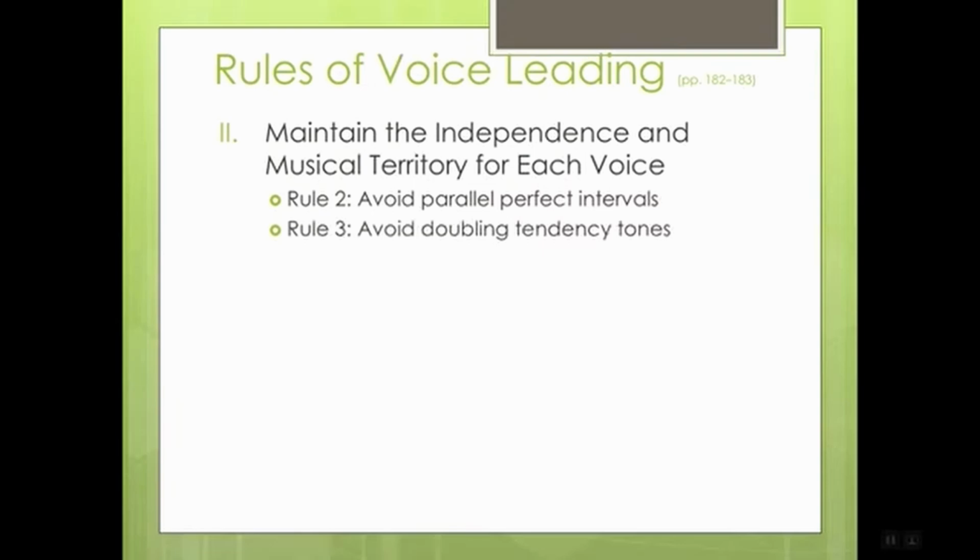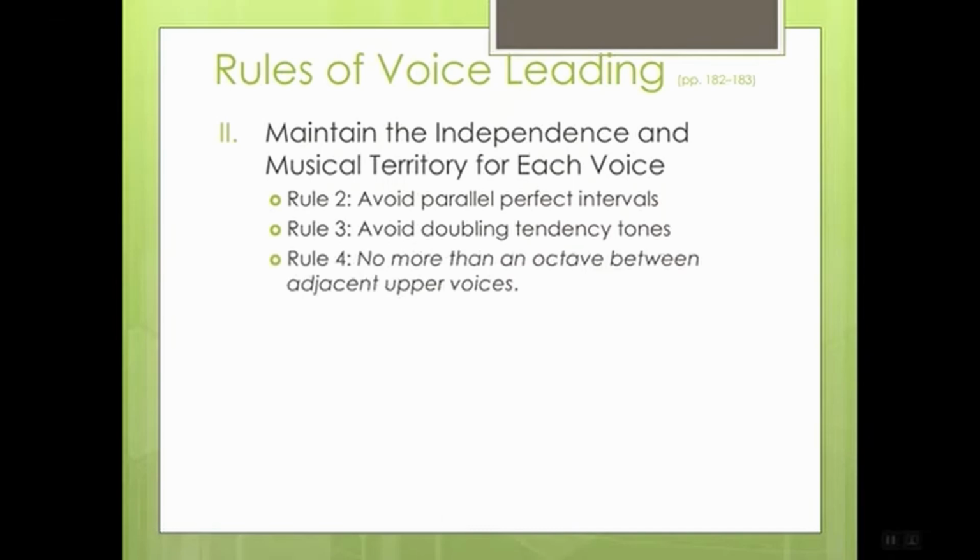Rule number 3, avoid doubling your tendency tones. Which are the tendency tones? The 7th and the leading tone, scale degree 7. Why would you have this rule? The reason is that the 7th always has to resolve down by step. If you put 2 different voices on the 7th, they're both going to have to resolve down by step, so then you're going to get parallel octaves. Oh, and by the way, this avoid parallel perfect intervals rule does not apply to fourths. It's perfectly fine to have parallel fourths. It doesn't come up that much, but anyway, you can do parallel fourths.